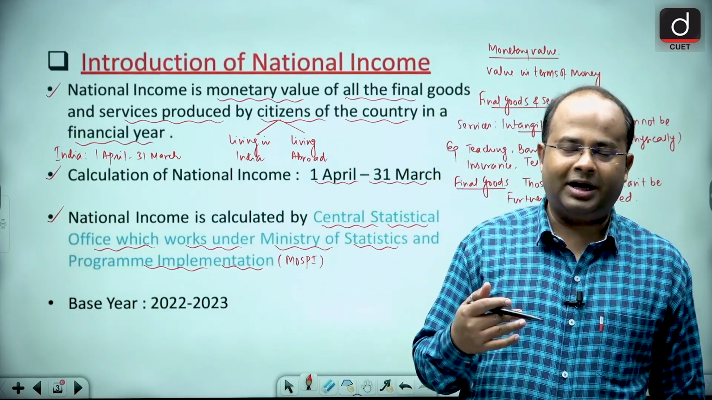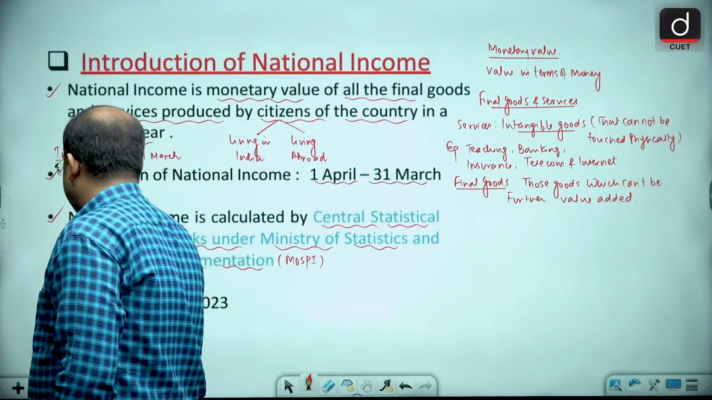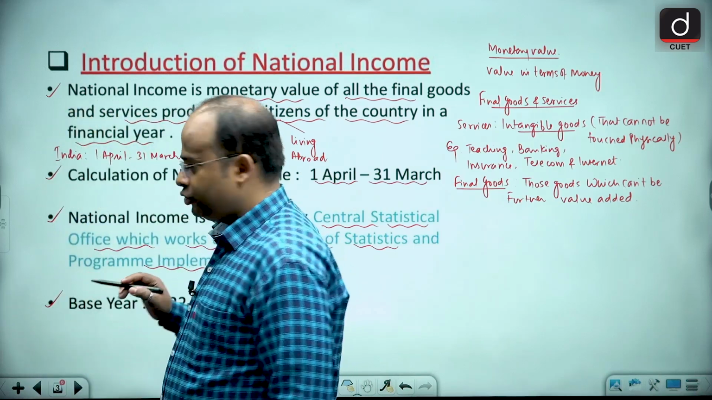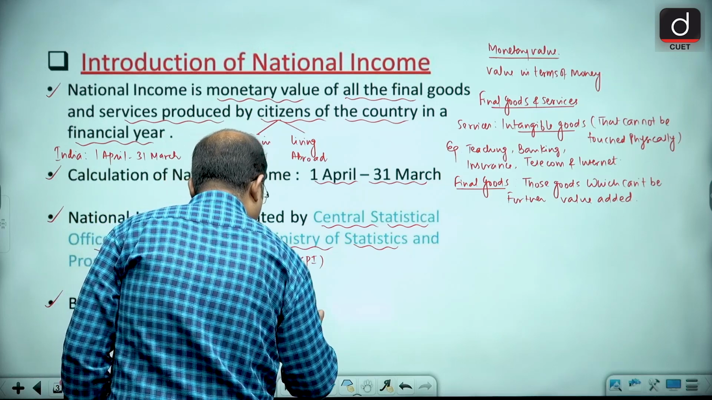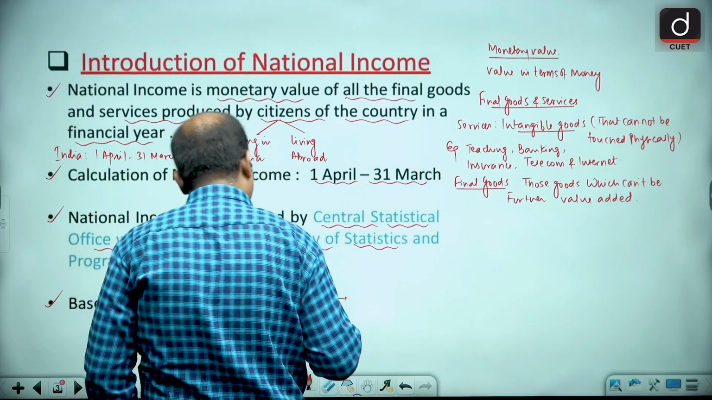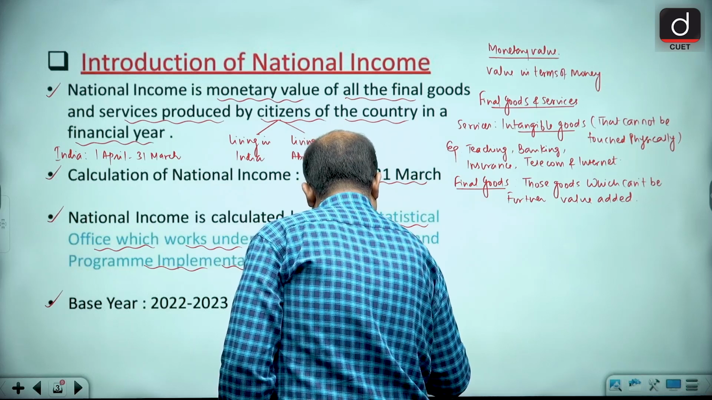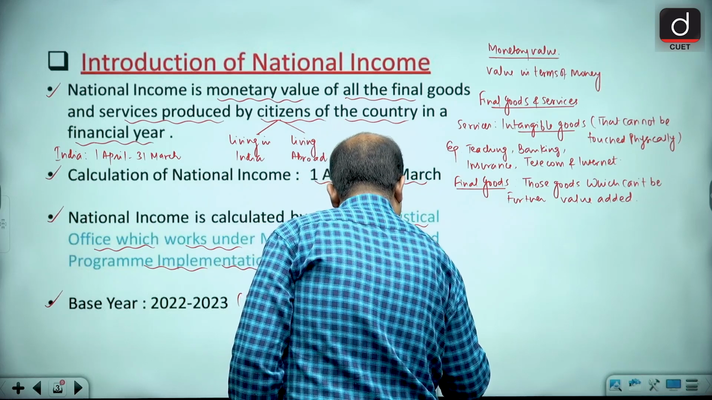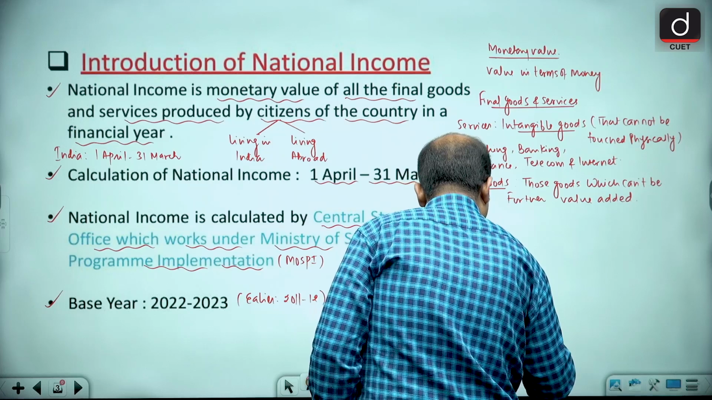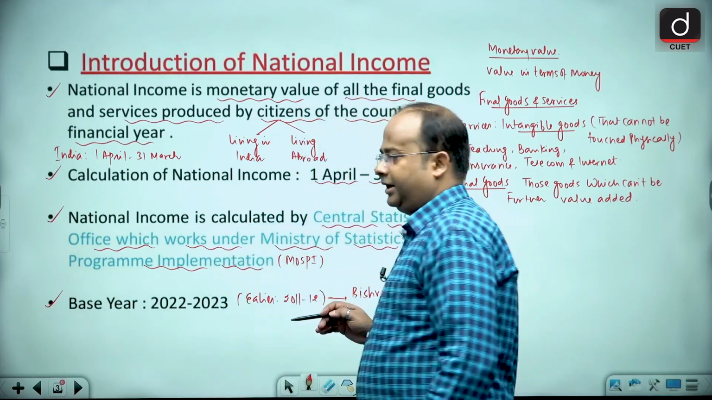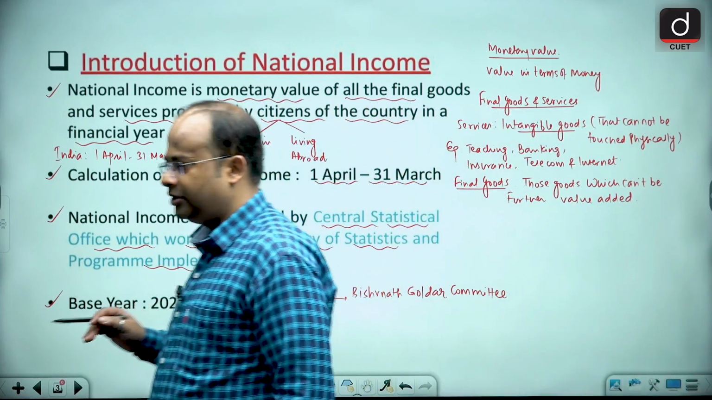Now, what is the base year of calculation of national income? Earlier it was 2011-12. Now it is being changed to 2022-23 on the recommendation of the Vishwanath Goldar Committee. It was a 26-member committee. The base year is changed, and now the base year is 2022-23.